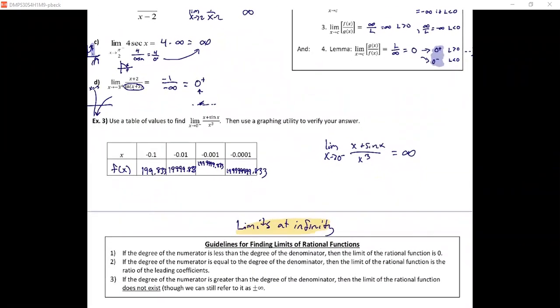For problem number 3, use a table of values to find that limit. I just plugged that into Desmos and I started getting bigger and bigger and bigger numbers. And those bigger numbers indicate that we're going to go to infinity. Pretty straightforward. If you'll notice, I'm not a huge fan of plugging in all those decimal values. I know many of my students aren't either. But the reason why we do it is just to really help identify what's going on.